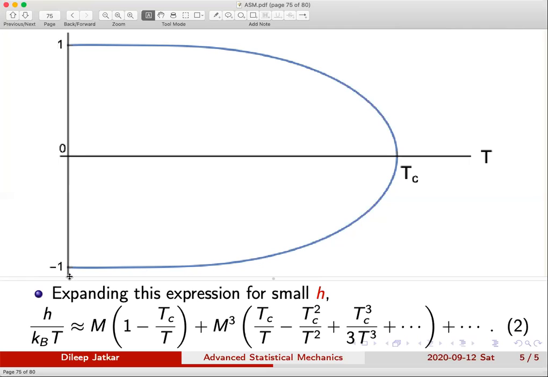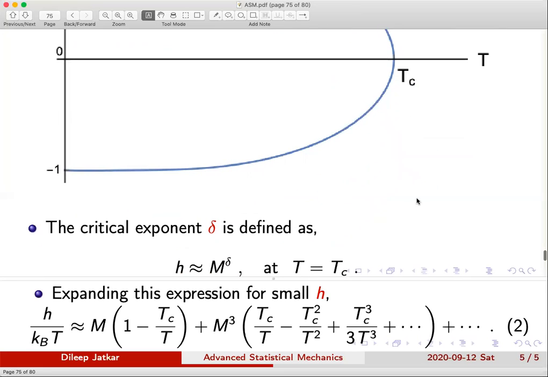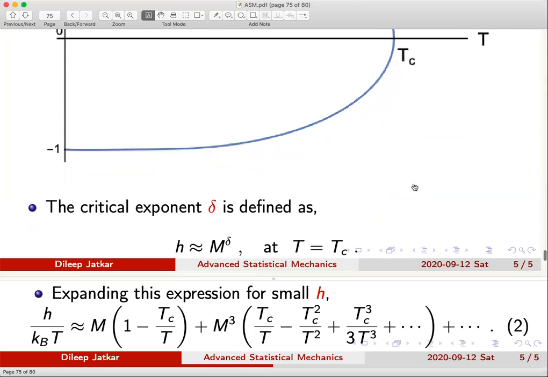Okay, so that is the kind of behavior that we would get, but we are not trying to describe this whole curve. We are trying to describe the behavior of this curve near Tc, and that is parabolic. And that exponent is half. Okay, the second critical exponent is defined to be delta.